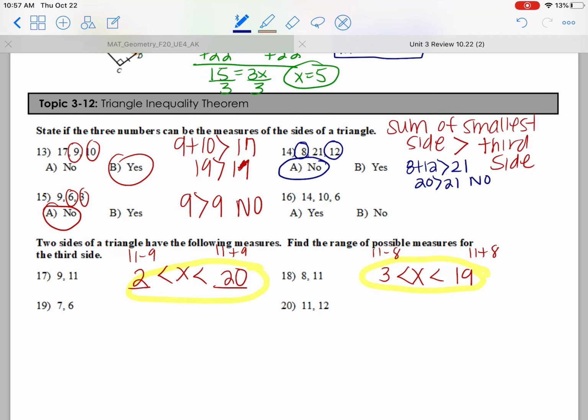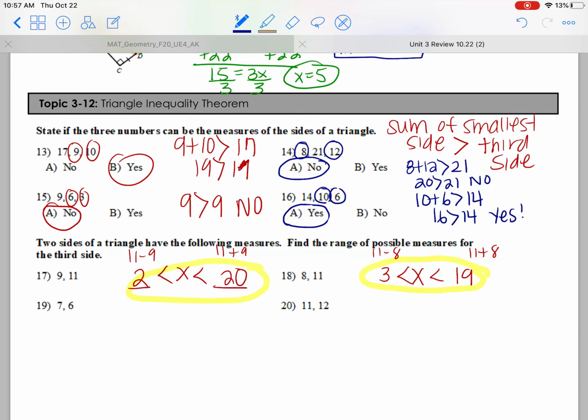So then we have here 14, 10, and 6 for problem 16. So we need to make sure that we add the 2 smallest sides once again. So 10 plus 6, that should be greater than 14. Is 16 greater than 14? Our answer is yes. So because this inequality is true, then yes, we can form a triangle.